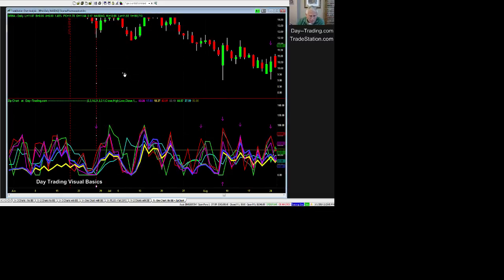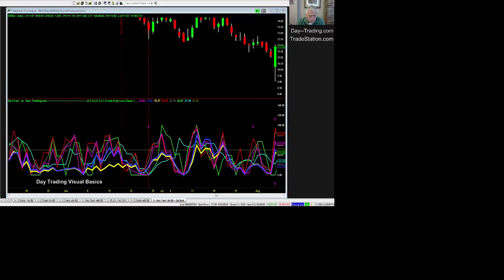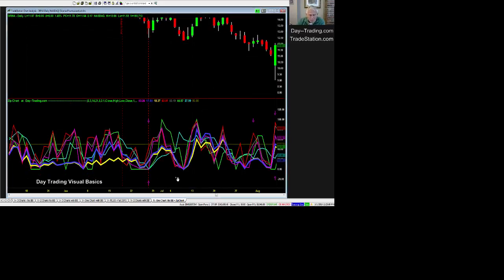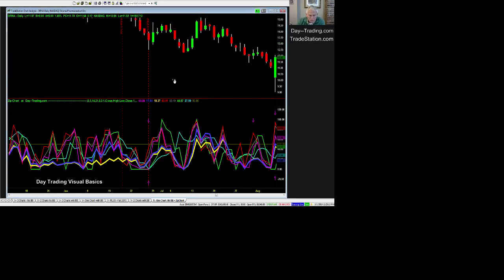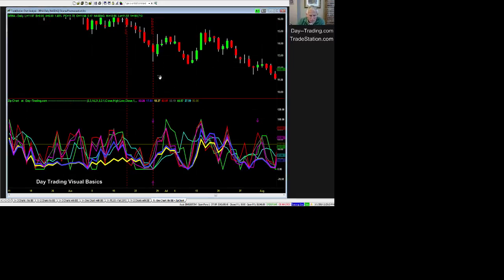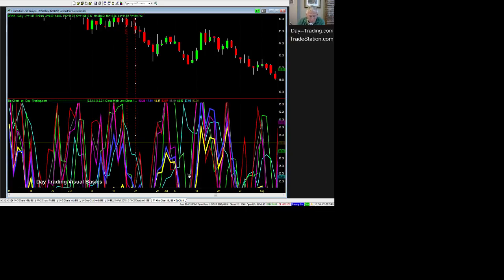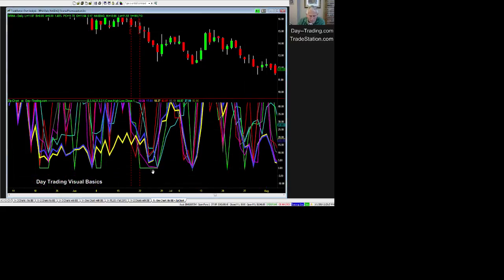Moving over to this one right here, it's pretty much one of the last ones I want to talk about. There's a lot of things going on in this one. I want to start right over here, where the green hits, and I'm going to expand on this chart a little bit.